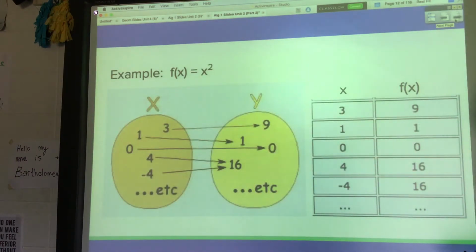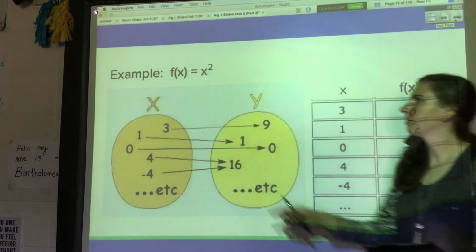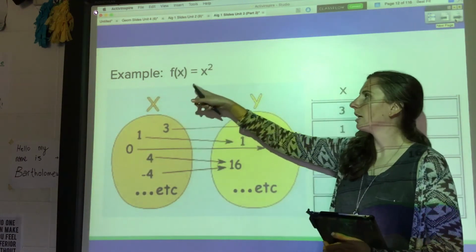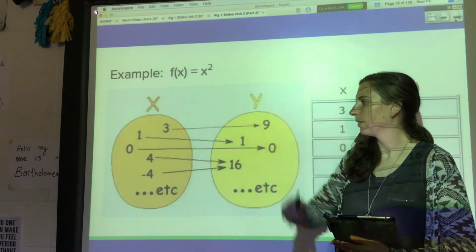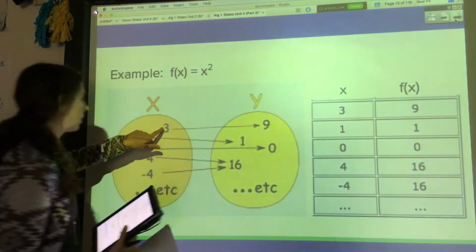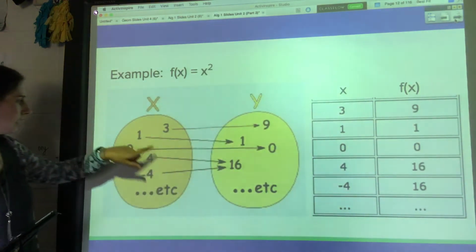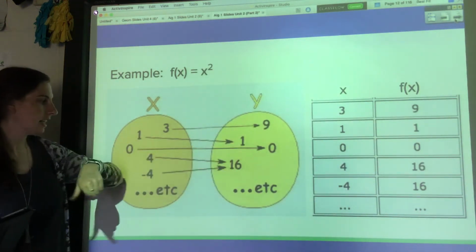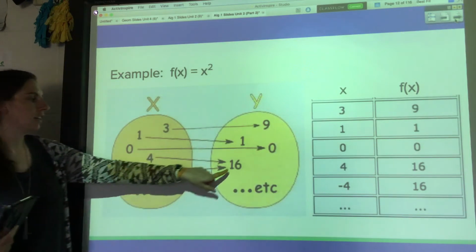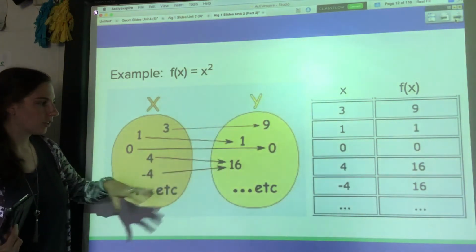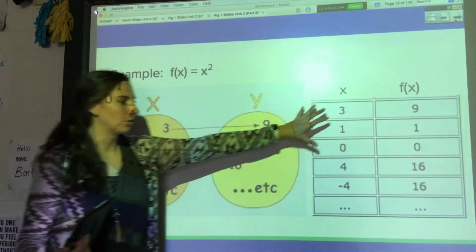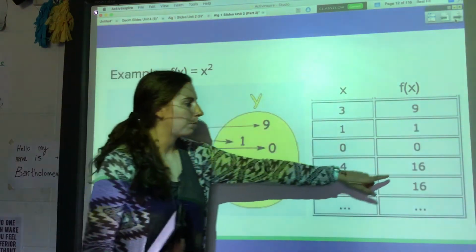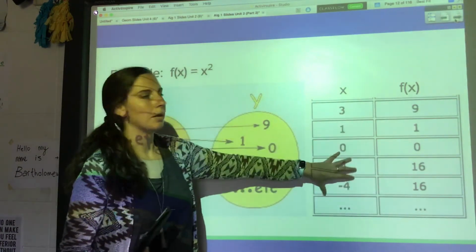For example, this is the function x squared. So it's a function f with an input x, and the rule is take the input and square it. So see how 3 maps to 9? The input 1 squared is 1, the input 4 squared is 16, the input negative 4 squared is also 16. That's okay, remember, and here's a table version of this map here. You're allowed to repeat outputs, just not inputs.